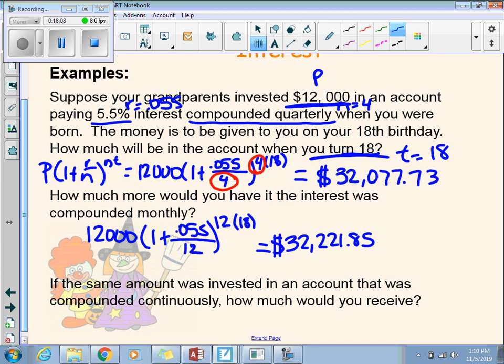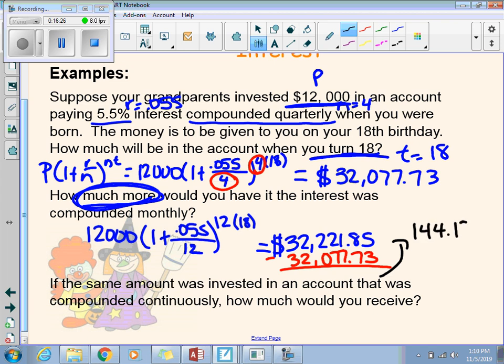They asked how much more. So I'm going to take that and subtract the original amount that we had. Okay, and we would have made $144.12 more.